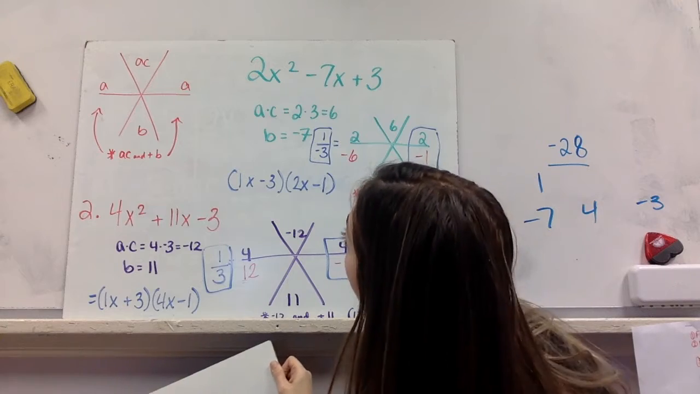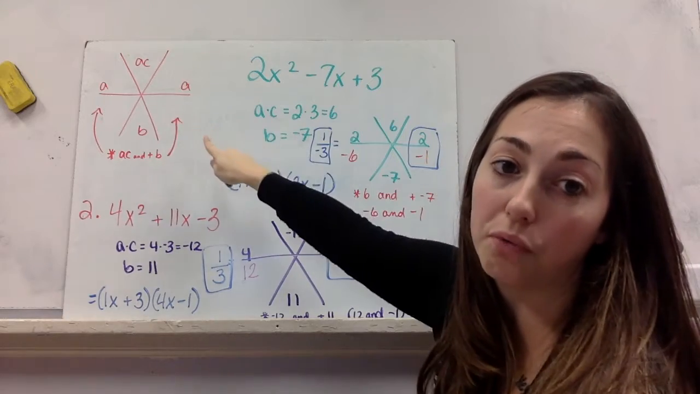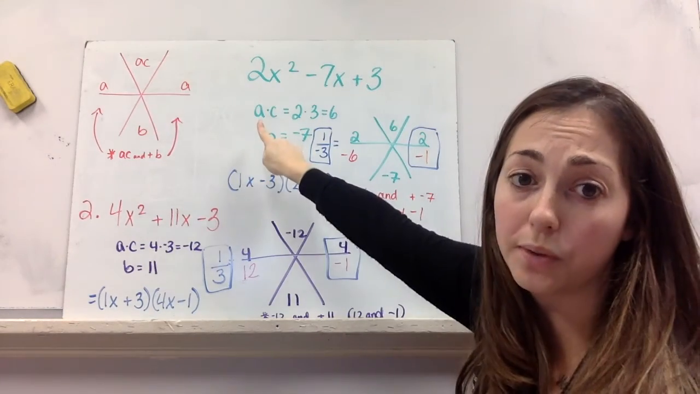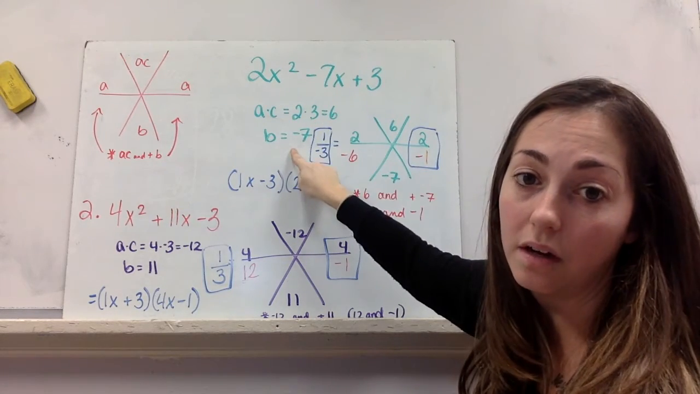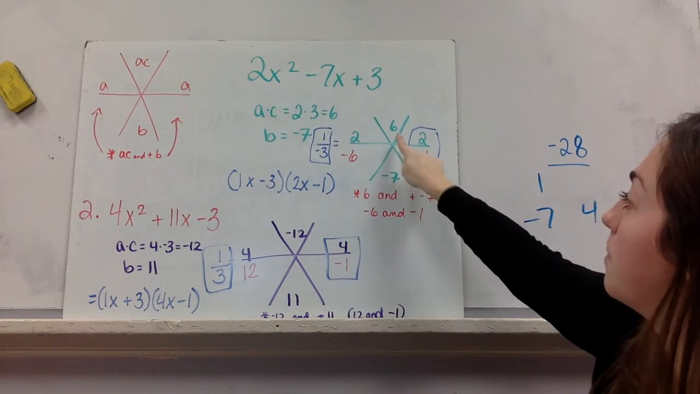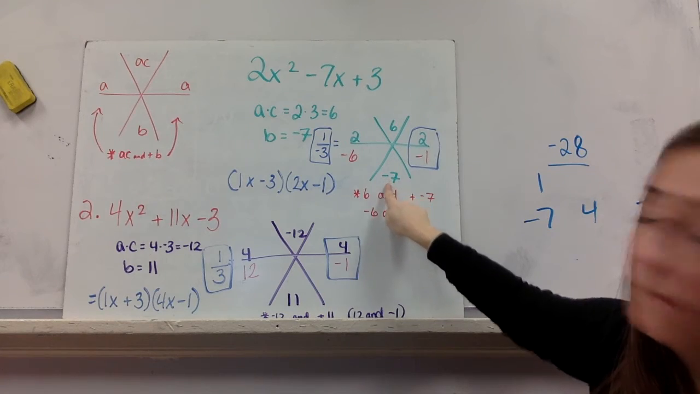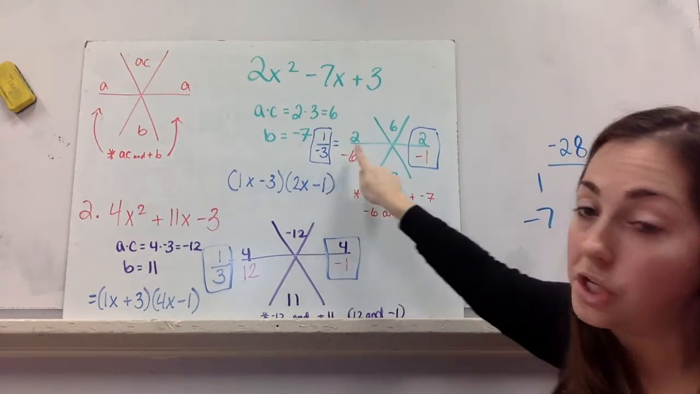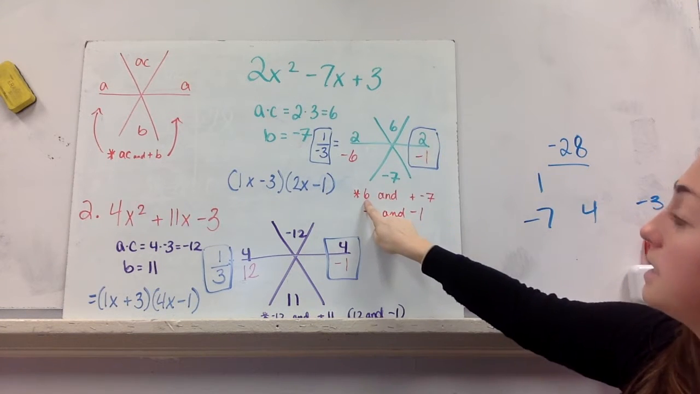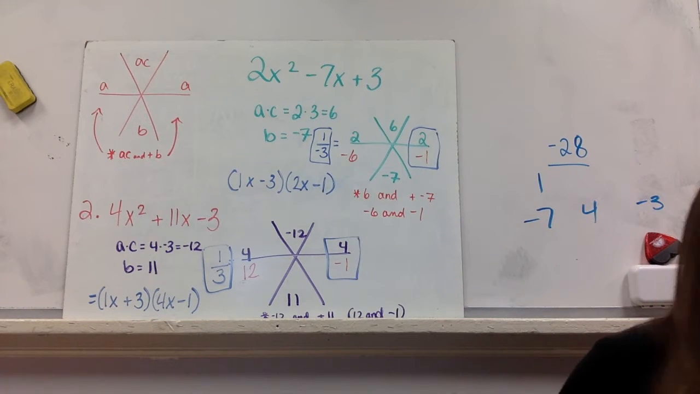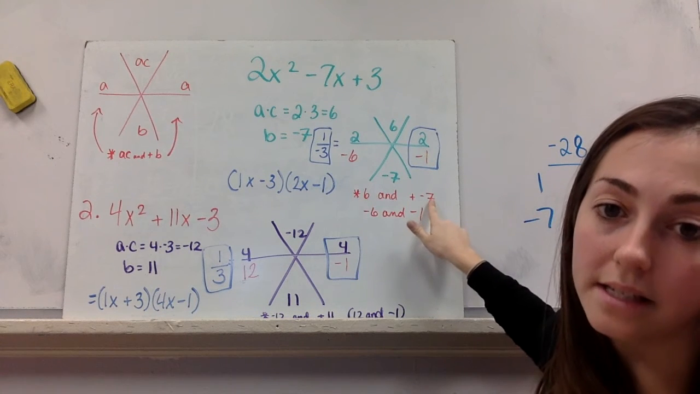All right, so we're looking at the same equation, 2x squared minus 7x plus 3. I rewrote this here for you, although you should have it. And what we're doing is a times c, so 2 times 3, and that's 6. Our b value is negative 7. And we're plugging into our asterisk method. So a times c, that's up here, that's 6. b is down here, that's negative 7. And my a value, just my a value, is 2, and it goes here and here. So I'm now thinking what multiplies to 6 and adds to negative 7.